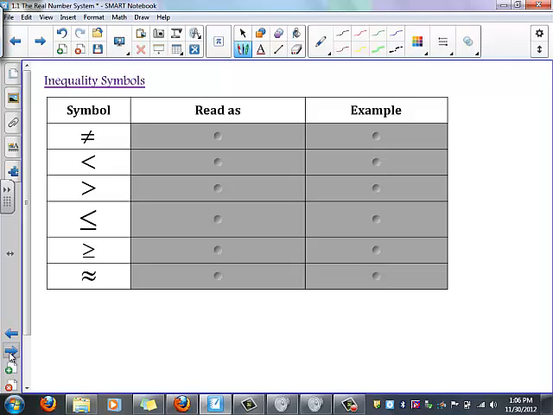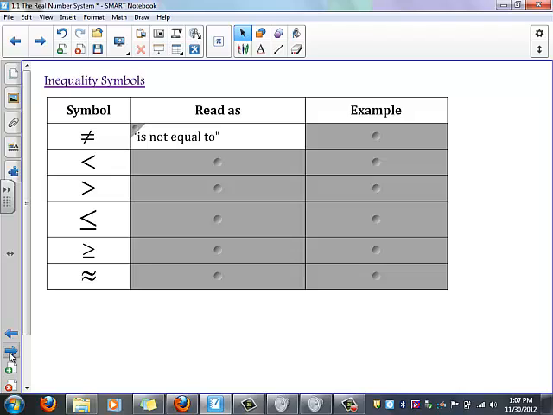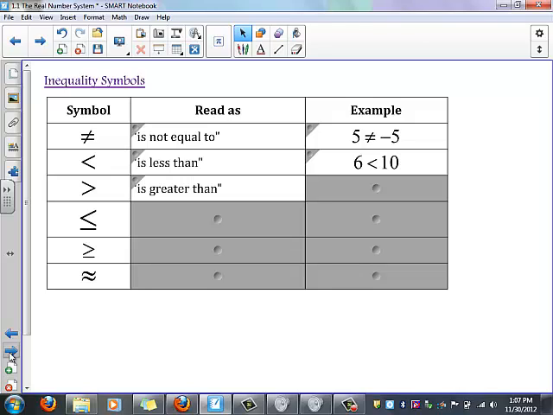Alright, so now some inequalities. This first one is not equal to. An example: 5 is not equal to -5. They are not the same number. Next up is less than. 6 is less than 10. Next up is greater than. An example would be 3 is greater than -5.